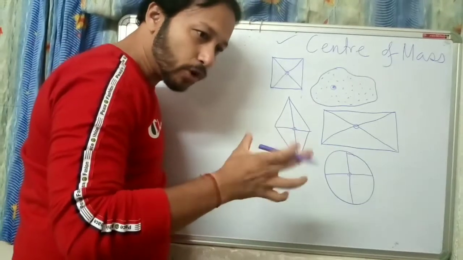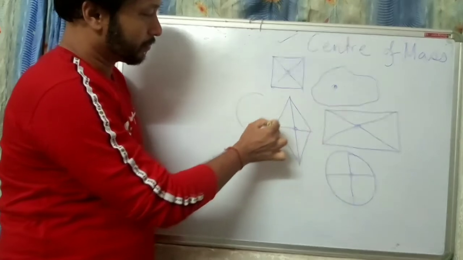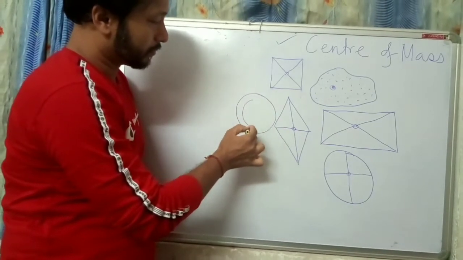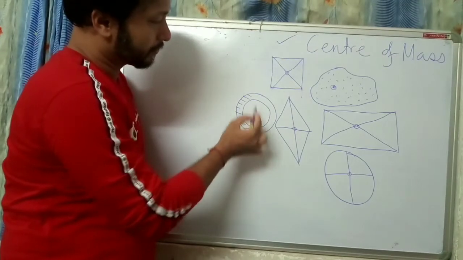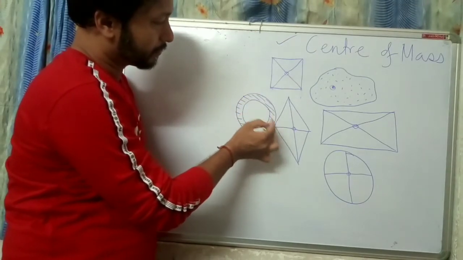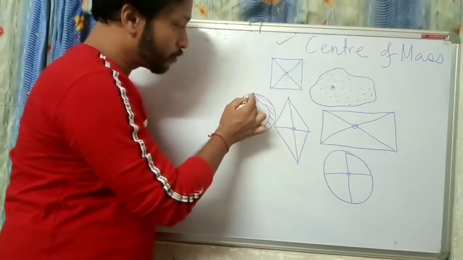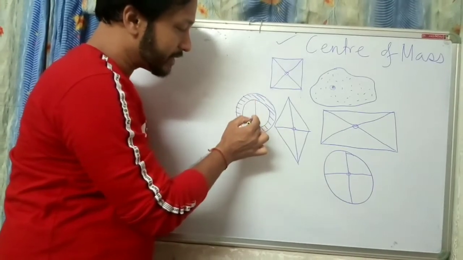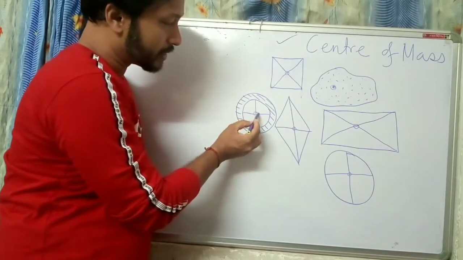If I take a circular ring, this is my circular ring, then where is the center of mass? Again I have to draw its diameter. This is the center of mass.